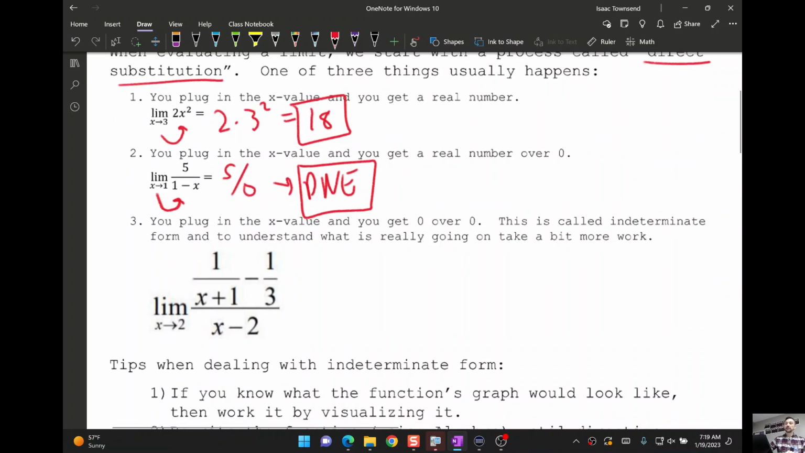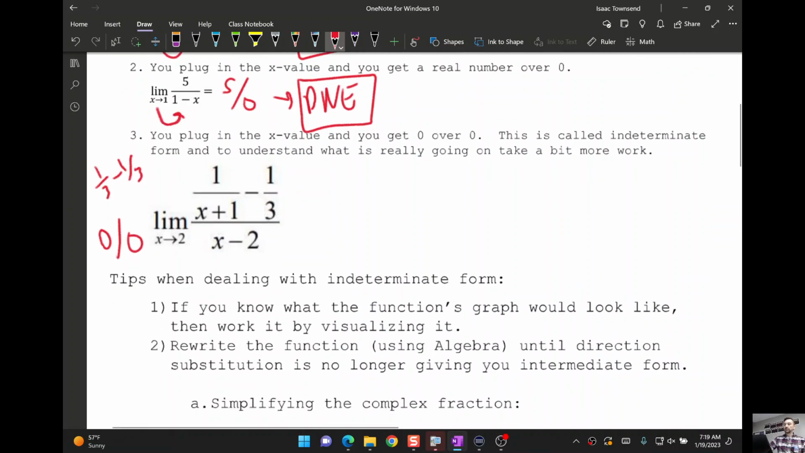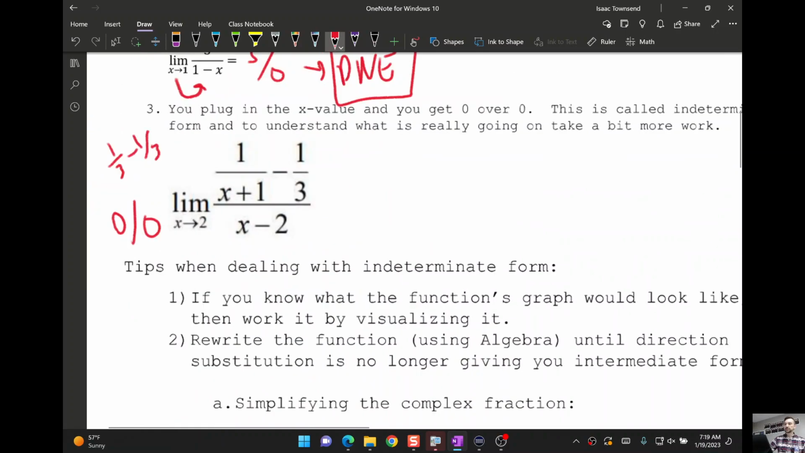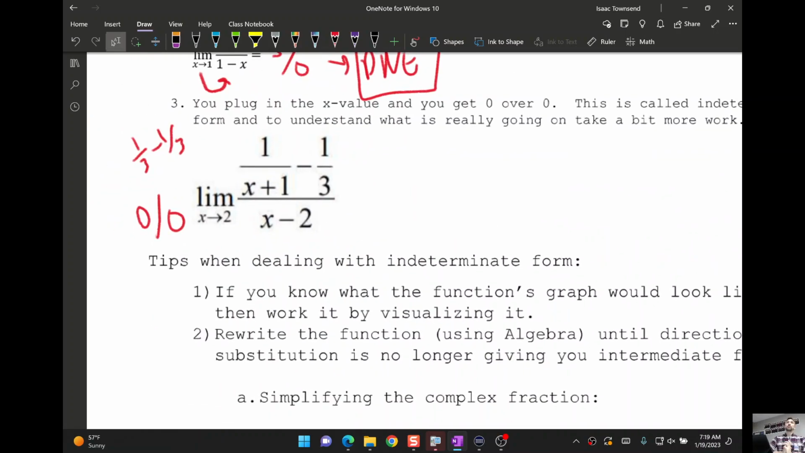But when we get something like this and we try direct substitution, we end up with 1/3 minus 1/3 on top, which is 0, and 2 minus 2 on bottom, which is also 0. So we need some way to deal with this 0 over 0. Make sure it's not the same one. So we've got a list of 3 things that we can think about that we've already learned.